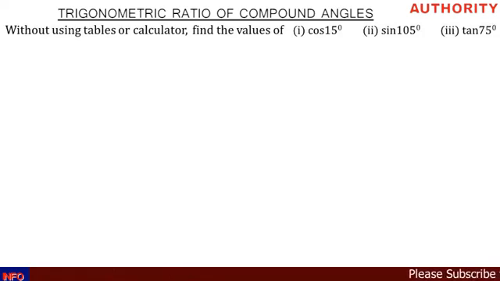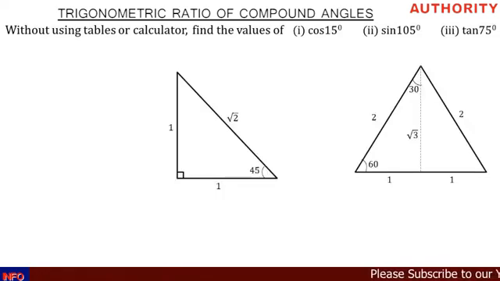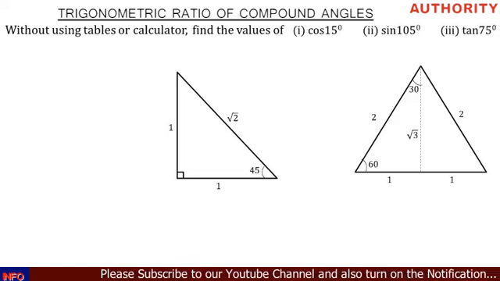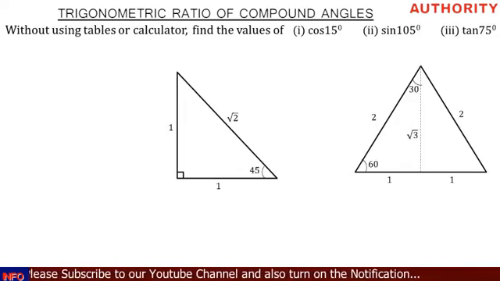I want you to draw on your rough book or anywhere two shapes: a right angle triangle and then an equilateral triangle. In the right angle triangle, this is how it's going to look like. We're going to have the two sides to be 1, 1, and then root 2. And then we have angle 45 degrees, one of the angles 45 degrees.